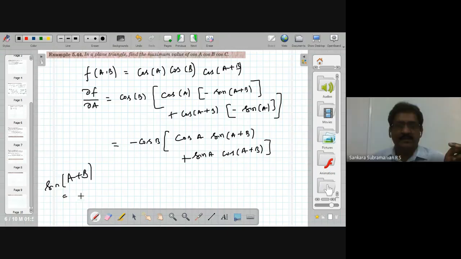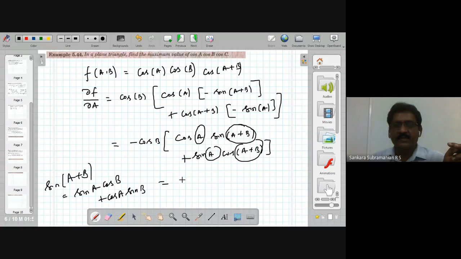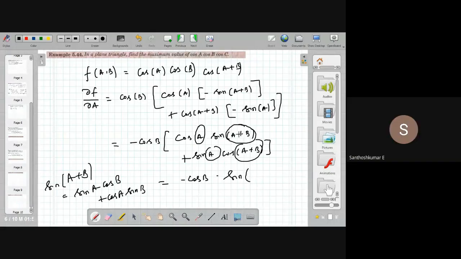Cos A, sin A, sin B. Sin A cos B plus cos A sin B. So if we take this as A and this as B, sin A cos B plus cos A sin B comes. So how can we write this? This is equal to minus cos B of sin of A plus B.